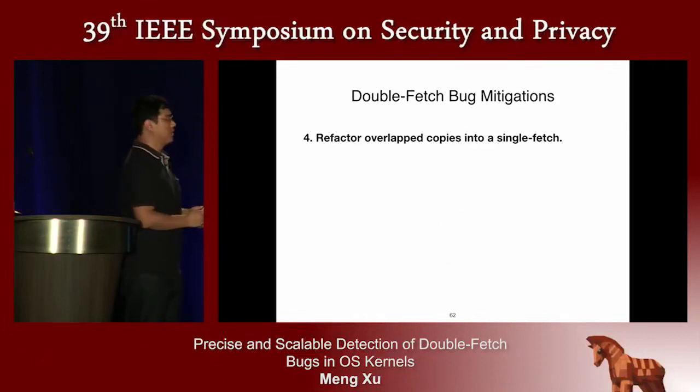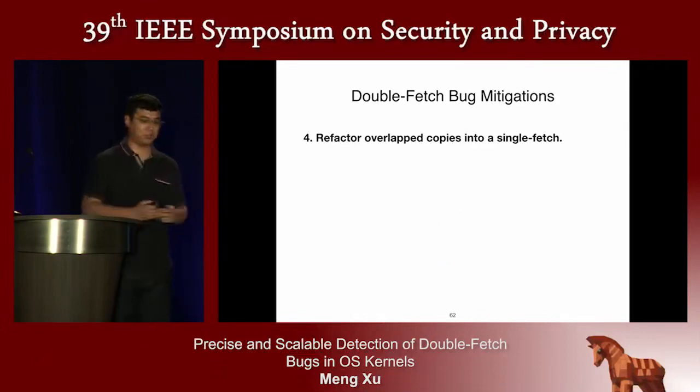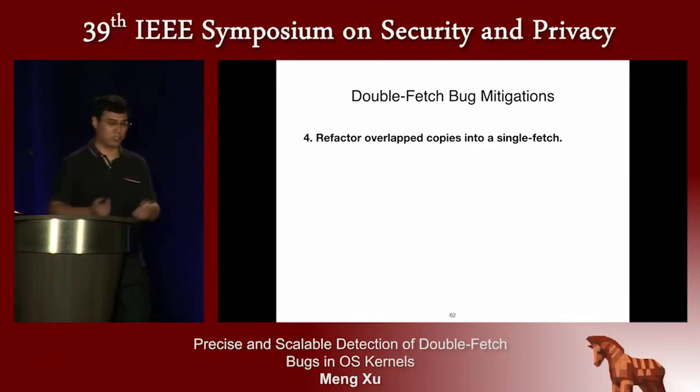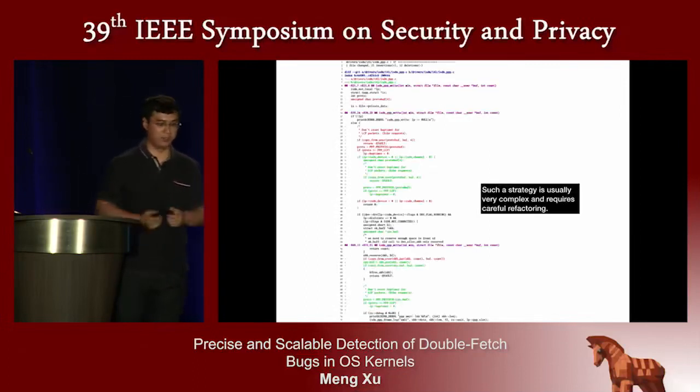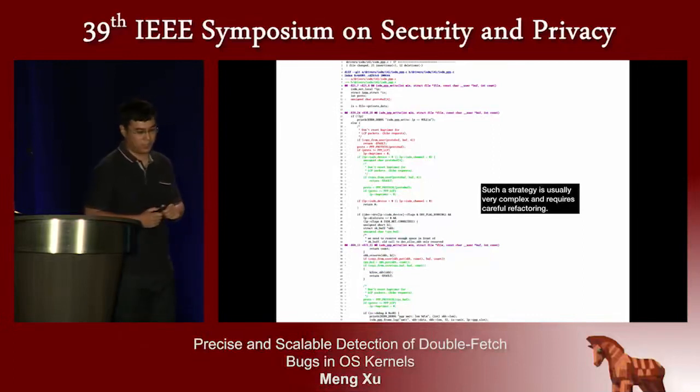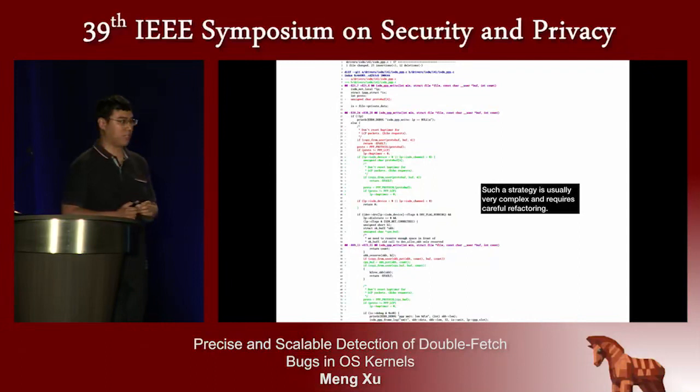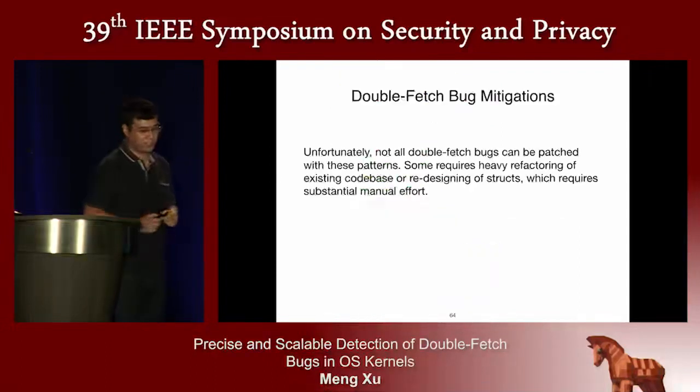And then the last one is, let's not do double fetch. Let's just do a single large fetch, where we do all this magic inside a single fetch. This is a very complicated, case-by-case thing, and this strategy usually requires a lot of code modifications. Unfortunately, we don't find a generic way of patching all these double fetch bugs. Some require heavy refactoring of the code, or even redesigning the interface and structures.